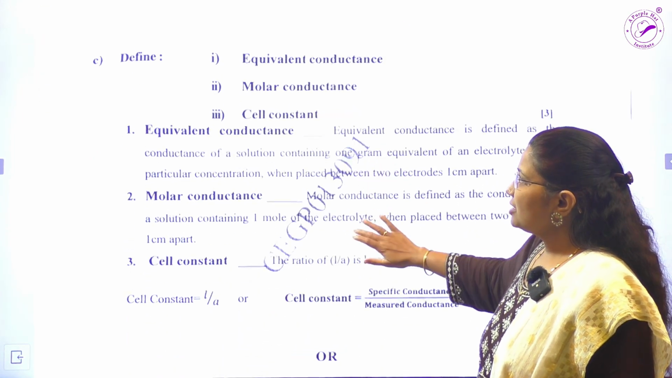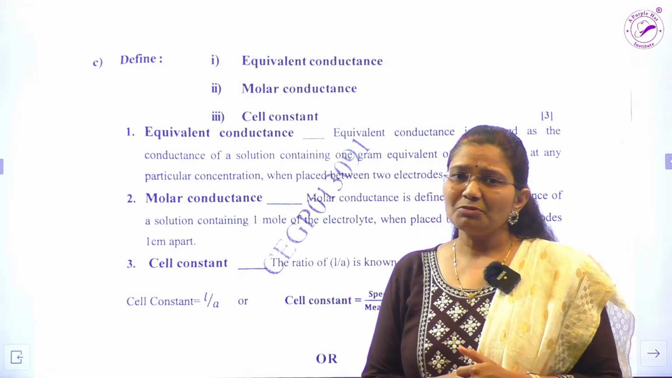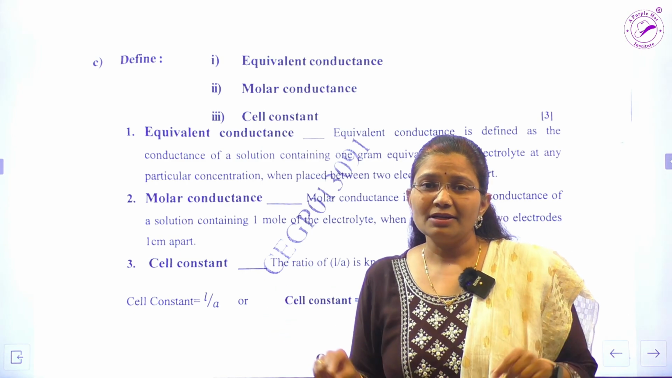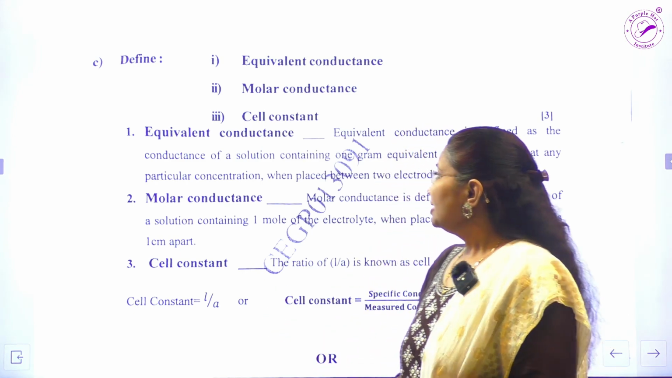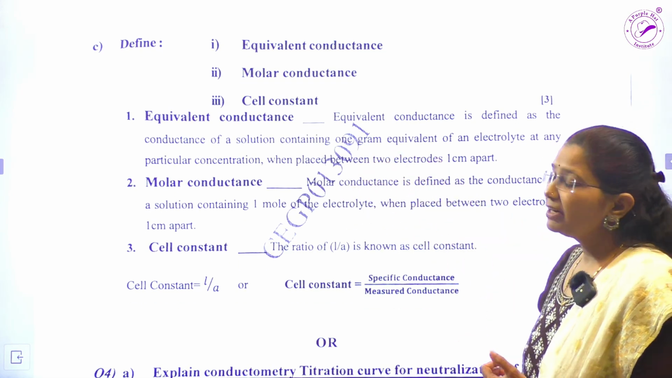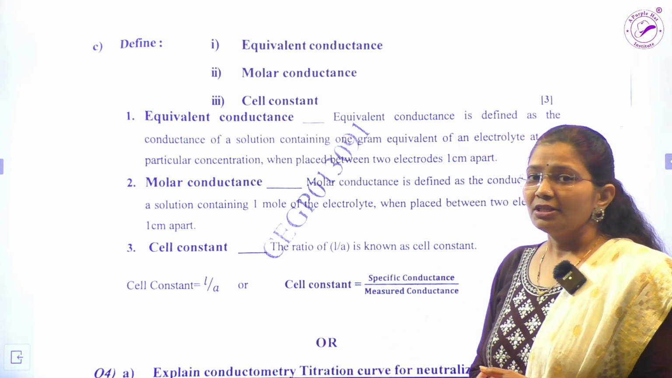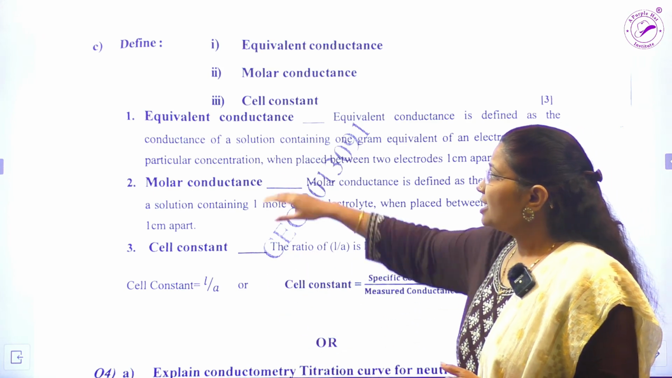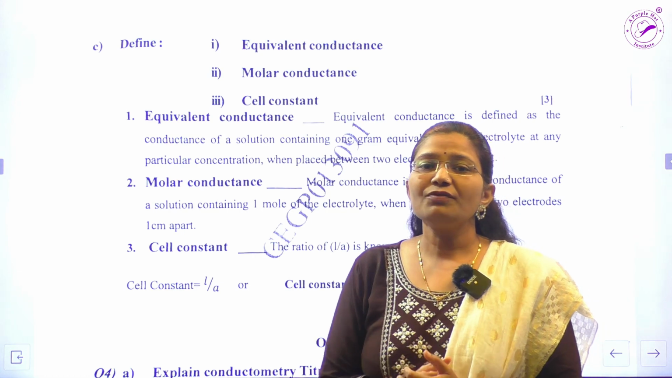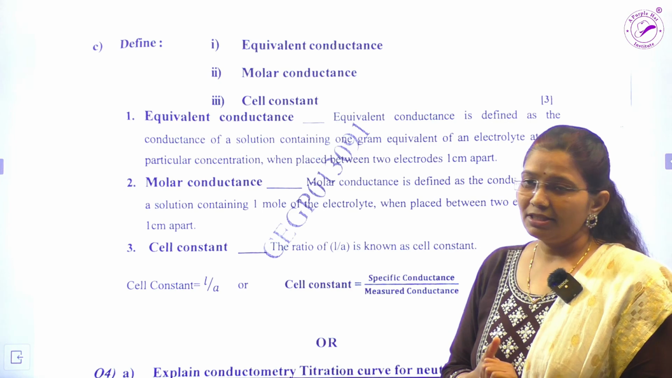Now the next question is, define equivalent conductance. So what is meant by equivalent conductance? When two electrodes are placed 1 centimeter apart, the conductance of a solution containing 1 gram equivalent of the electrolyte at a particular concentration is known as equivalent conductance.